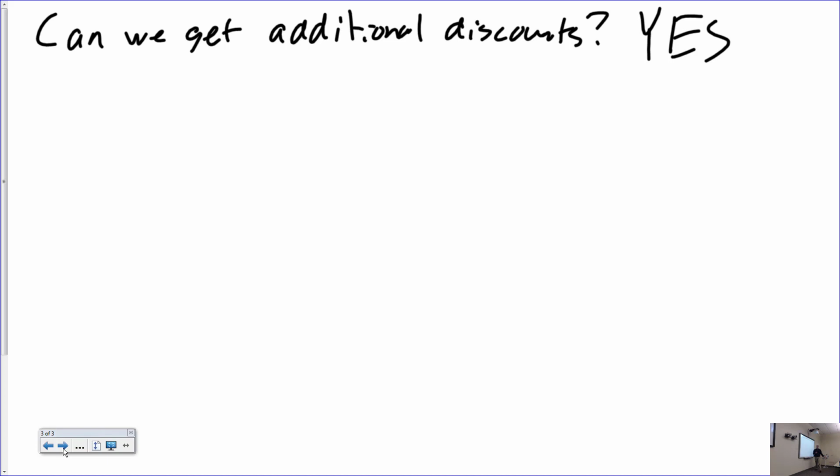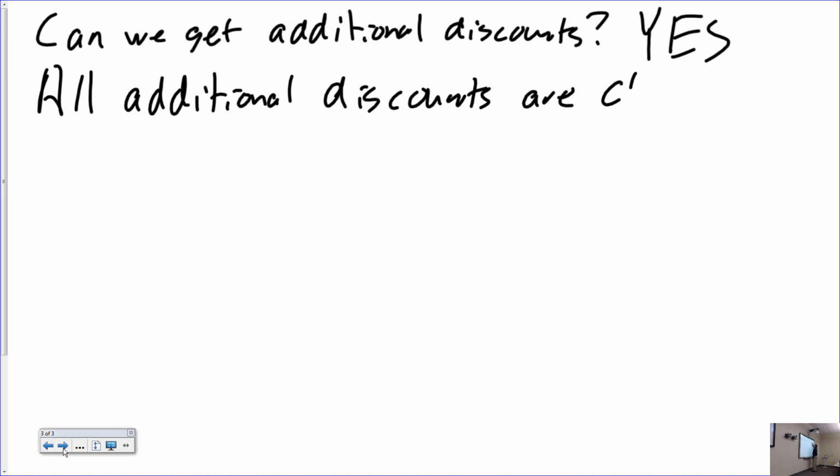It's a chained discount. All additional discounts are chained. What does that mean, folks? Yes, exactly. They're not additive. If you get a 30% discount and a 70% discount, you cannot add them and say it's a 100% discount. The chain means that if you get 70% off, after you take the 70% off, then you apply the 30% discount. And if you get another one, you apply it after that one. So that's what chained discounts means. They happen one after the other.